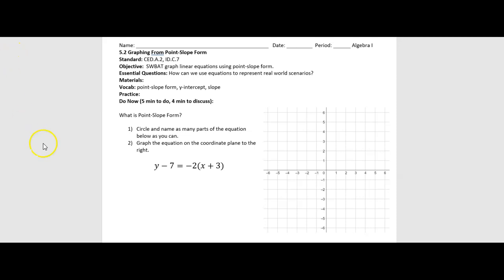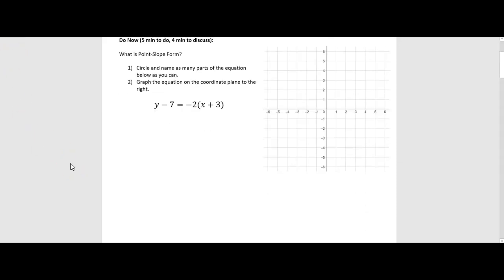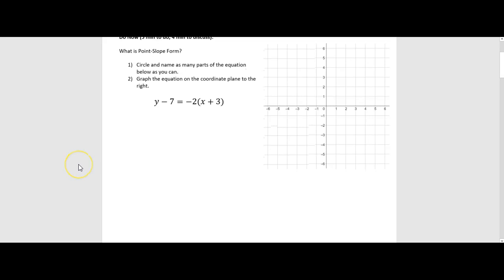So to start off, again, let's see what you remember about point-slope form. Go ahead and see if you can identify either the y-intercept or a point or a slope from that equation. The y minus 7 is equal to negative 2 times quantity x plus 3. And then see if you can graph it. Maybe you can't graph all of it, or maybe you need to change the equation a little bit to help you graph. But take a minute or two and then join us back for a discussion.